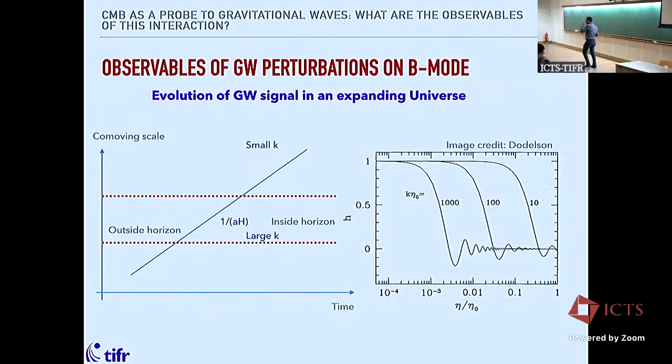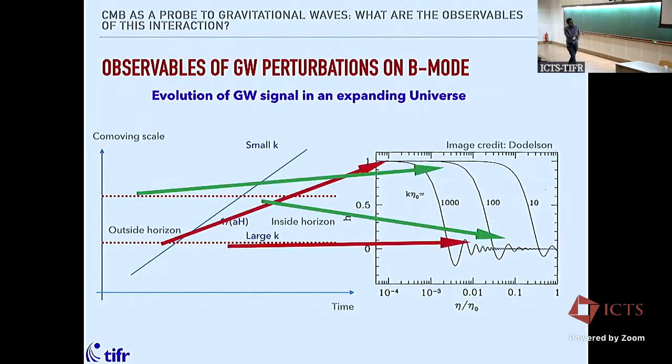What it means is that any gravitational wave signal which is outside the horizon will show a nearly constant behavior, and anything inside will show oscillatory behavior. So it comes down and starts oscillating. That's what I told you in the previous equation. It's like a wave. It comes inside, it's squashing, and its amplitude is coming down as 1 over a. It's nothing more than that.